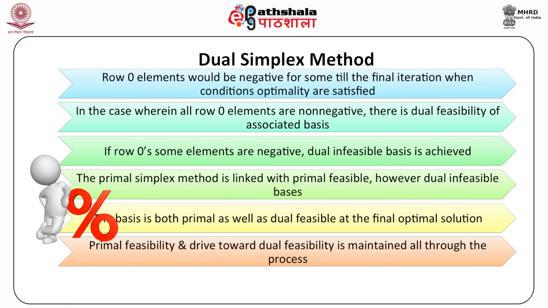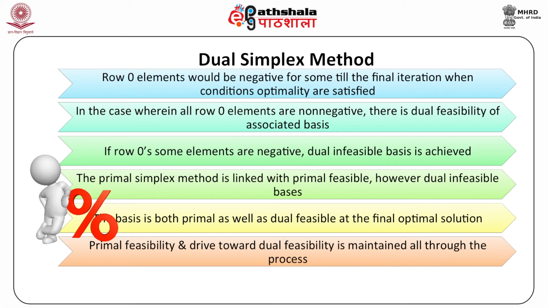In the simplex method, row 0 elements would be negative for some until the final iteration when optimality conditions are satisfied. In the case wherein all row 0 elements are non-negative, there is dual feasibility of the associated basis. As a matter of fact, if some of row 0's elements are negative, a dual infeasible basis is achieved.